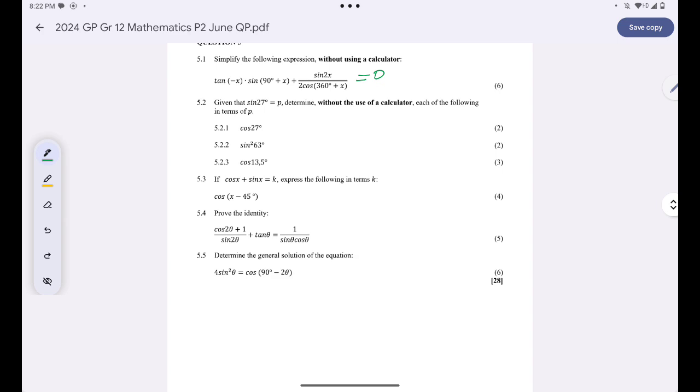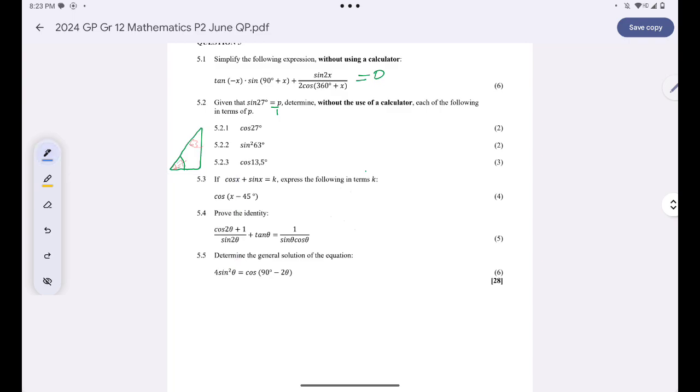Given sine 27 degrees is equal to P, here I just need to have my right angle triangle, whereby I have 27 degrees there, and then I have 63 here.